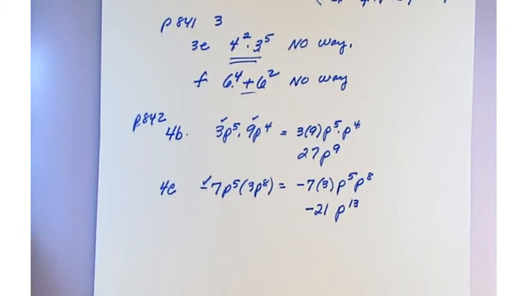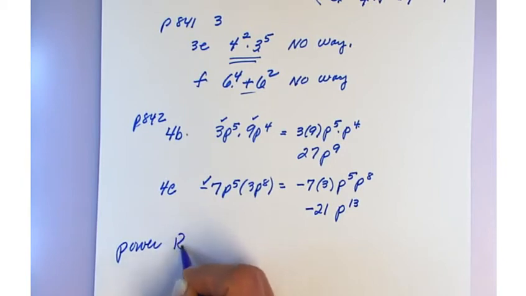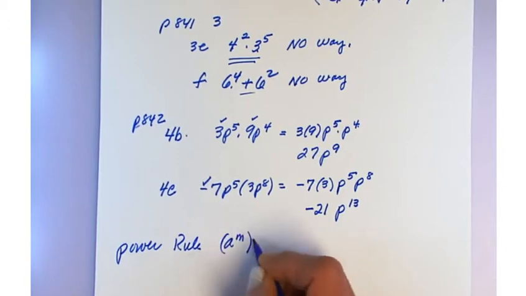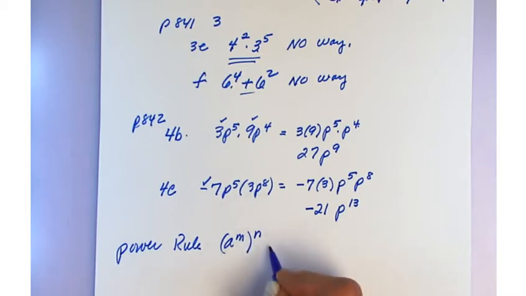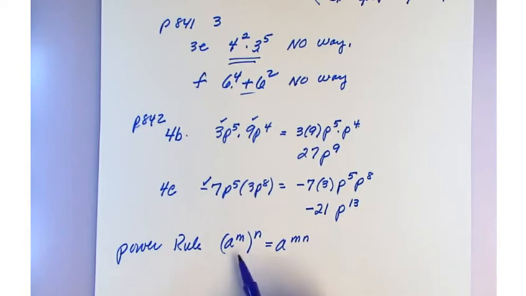Looking on down, we're now going to look at the power rule. The power rule is exactly what it says. We're going to take a quantity that has an exponent, and we're going to take it to its own exponent. So the power rule, we multiply the exponents. A to the m, all raised to the n power, and we get a to the mn.